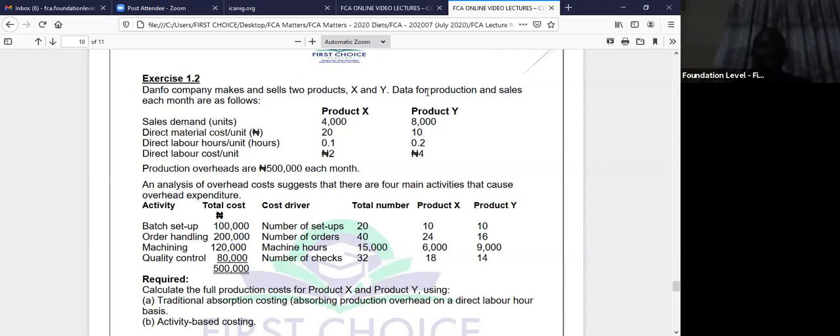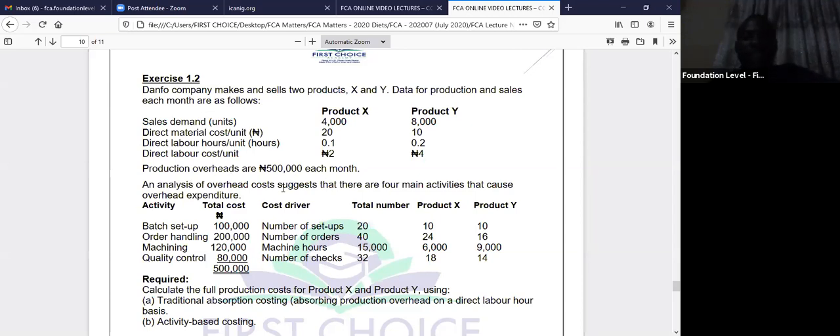Danfo Company makes and sells two products. These two products are X and Y. Now look at the data for the production and sales each month. For product X and product Y, look at their sales demand. Look at the direct material cost per unit. Look at the direct labor hours per unit and the direct labor cost per unit. Okay? Production overheads are 500,000 each month. So what we had here before, this table, relates to direct costs. Now this one relates to the production overhead, the indirect costs.